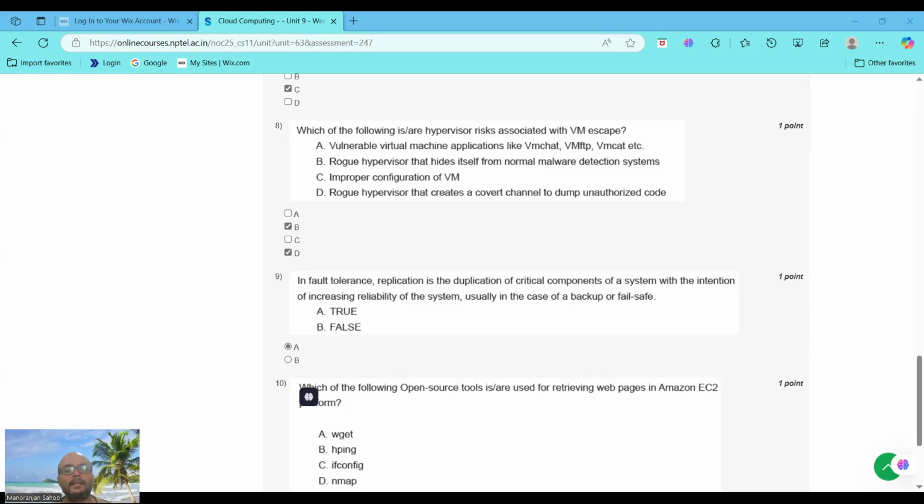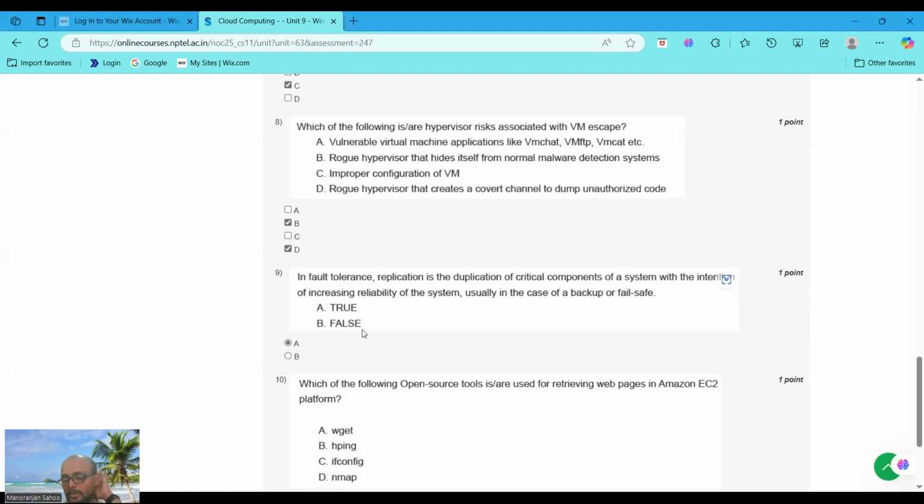In fault tolerance, replication refers to duplicating critical components such as servers, databases, and network parts to ensure system reliability. If one component fails, the replicated backup can take over, minimizing downtime and ensuring continuity. This is a key strategy for high availability of systems and disaster recovery plans. So we consider this a true statement. Moving to the last question.